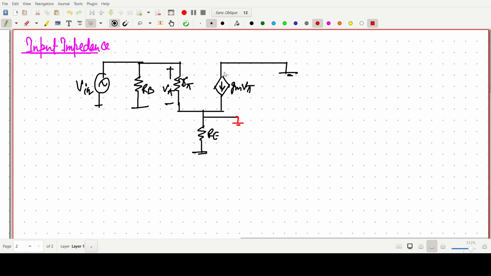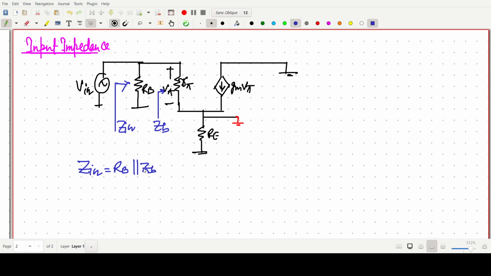So what we can do, this value is our z input. Now this impedance, say I am saying zb from this side, so z in will be simply rb parallel with zb. Okay, clear? Z in is nothing but simply rb parallel with zb. Now we have to find the value of zb.